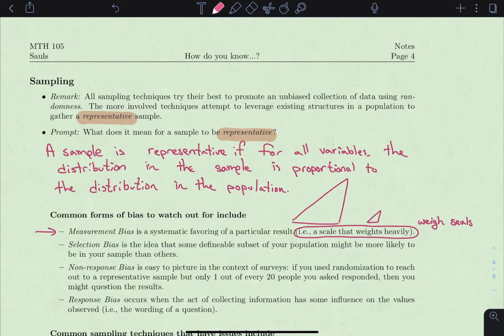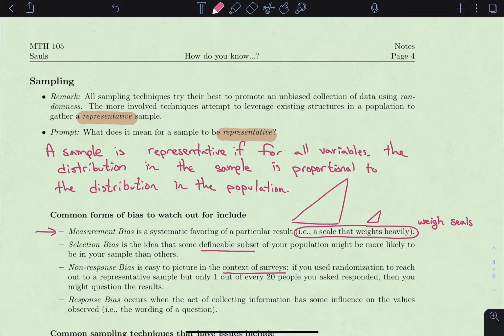So the rest of these we have selection bias, where some definable subset of your population is more likely to be in your sample than others. Non-response bias you can think about in the context of surveys. If you make a bunch of phone calls and you're trying to get people to answer your survey questions, but only 1 out of every 20 people responds, there's something untrustworthy about your data. There's some bias going on there, and we're going to call that non-response bias.